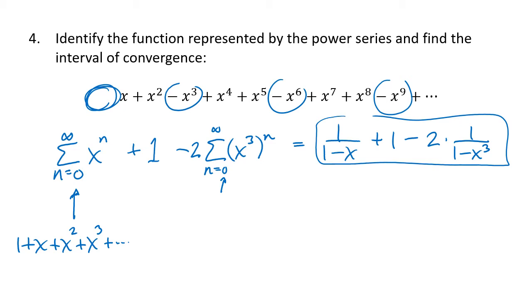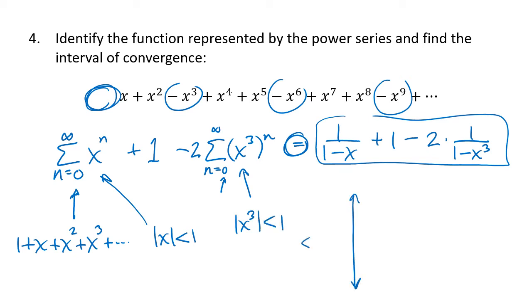This equation will only be true if both series on the left converge. So the first one, we know what the interval of convergence there is. That's absolute value of x less than 1. The interval of convergence here is going to be absolute value of x cubed less than 1. Now, when is that going to happen?